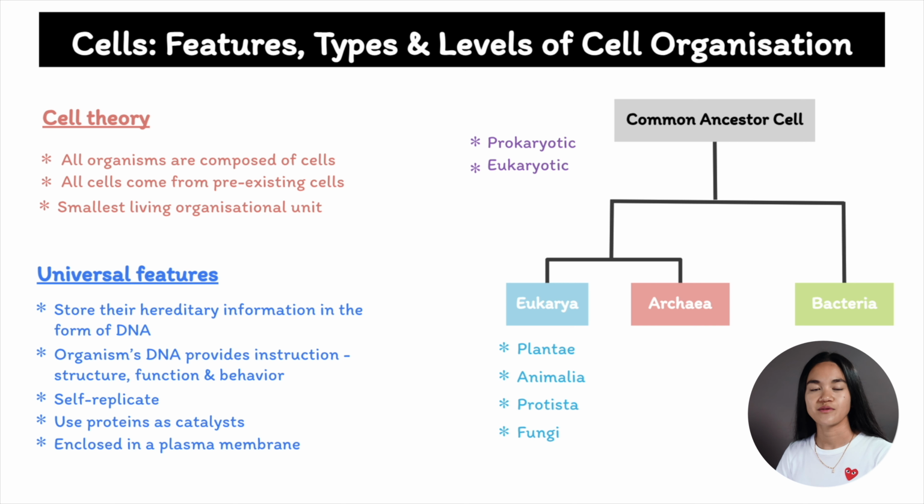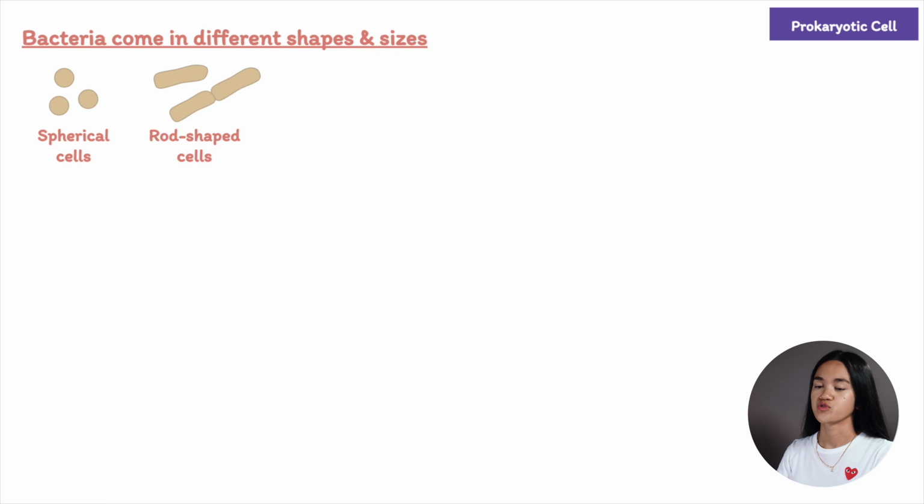So now let's subtract complexity and break down prokaryotic cells first. Prokaryotic organisms have a simple cell structure. They are unicellular. They are typically spherical, rod-like, or corkscrew-shaped. Most prokaryotes live as single-celled or unicellular organisms, but some do come together to form chains and clusters.